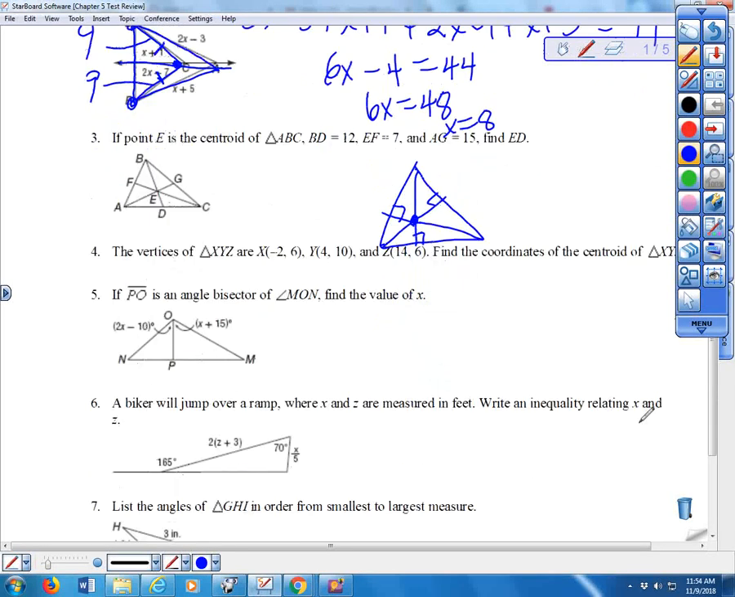All right, point E is the centroid. BD, this whole length, is 12. EF is 7. AG is 15. So this is 15. This is 12.